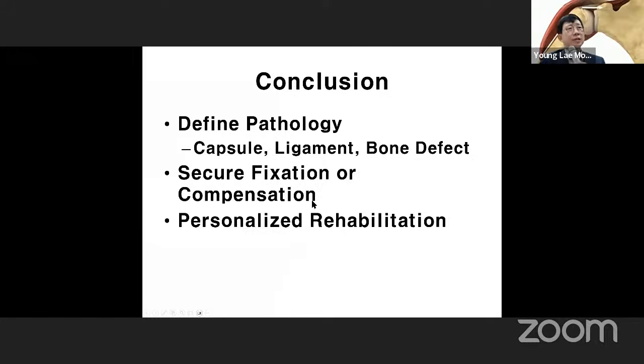In conclusion, we need to define the pathology clearly, whether it is capsule or ligament and bone defect. So how much and how slack, that's the major issue for decision making. And then secure fixation or compensation by some sling effect or bone augmentation. And if we perform the surgery the perfect way, then we can provide a personalized rehab protocol to obtain a good result. Thank you.